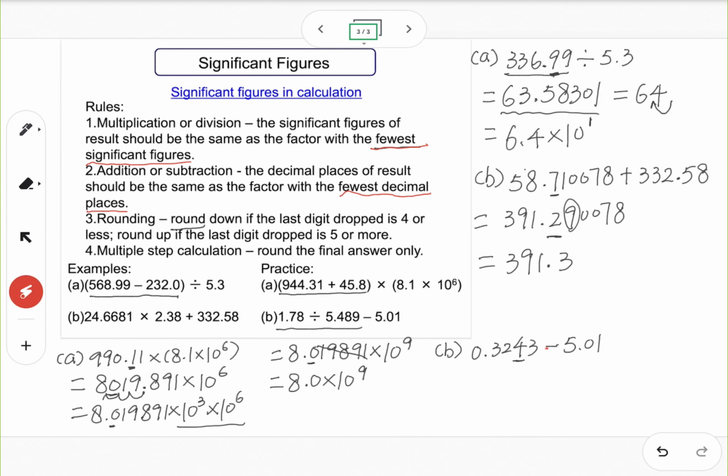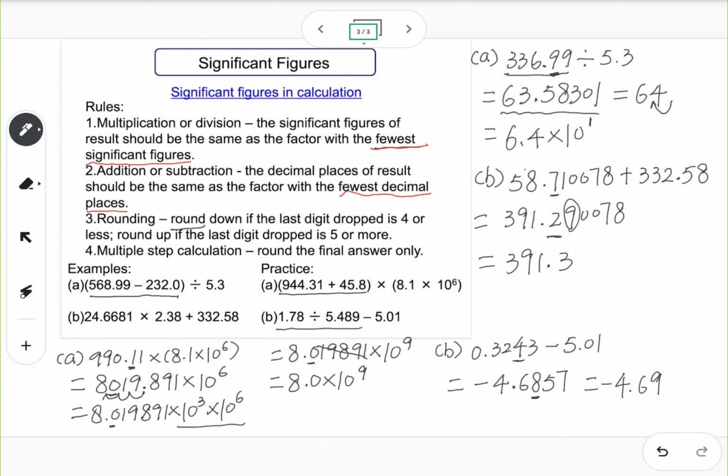Now the next step is subtraction. We need to follow the number with the fewer decimal places. This one is supposed to have 3 significant figures, that means it is supposed to have 3 decimal places. This one has 2 decimal places, so the final answer is supposed to have 2 decimal places. If you do the subtraction, it will give you negative 4.6857. We are supposed to have 2 decimal places, so we drop the 57 and keep the rest. Because this is 5, we are supposed to round it up. So that will give us negative 4.69 as the final answer.